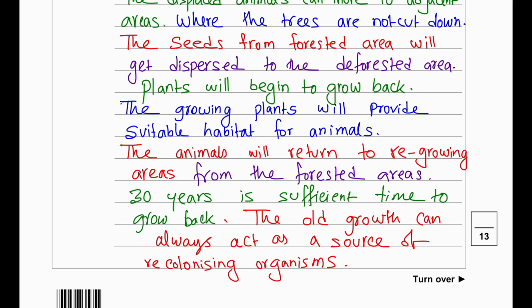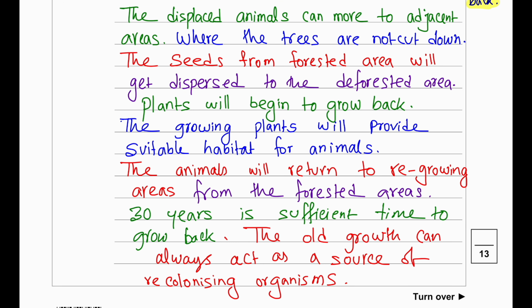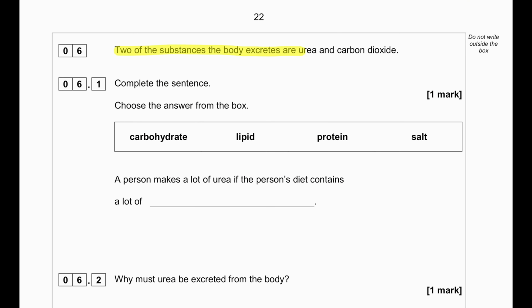Guys, as long as you write a logically linked answer, your answer will be correct. So just keep in mind to choose the points that you want to write from here and then make sure that they are logically linked. Two of the substances the body excretes are urea and carbon dioxide. We have to choose from the box.